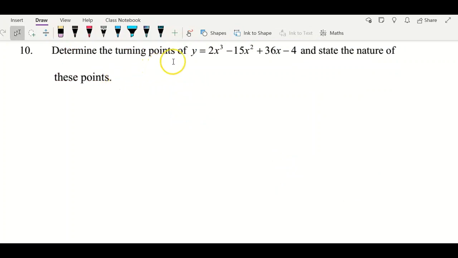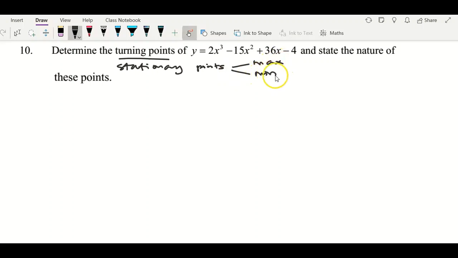Question 10. Determine the turning point of this cubic function and state the nature of this point. First of all, to get the turning point, meaning that we want to get the stationary point. A stationary point can be either a maximum or a minimum. We need to determine whether the point that we got is a relative maximum point or relative minimum point. That means the nature of this point.